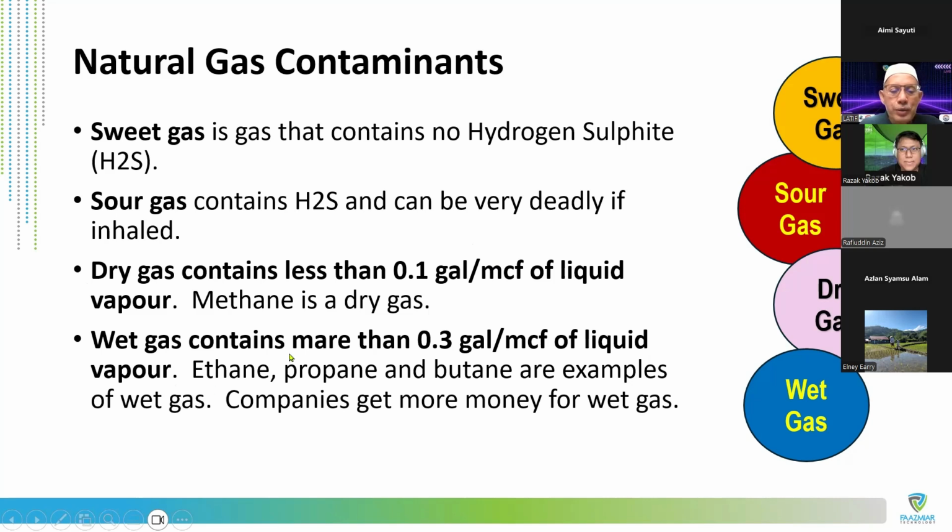Okay, wet gas contains more than 3% of liquid. So ethane and propane are examples of wet gas, because they contain some liquid vapor that also makes them much more stable compared to methane. So in summary: sweet gas, no hydrocarbon, no H2S; sour gas, has H2S; dry gas has less liquid content, wet gas has more liquid content. That's more or less the summary. Okay.